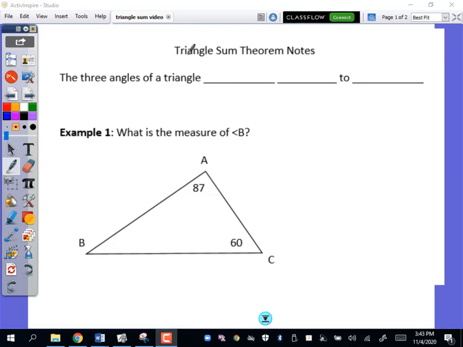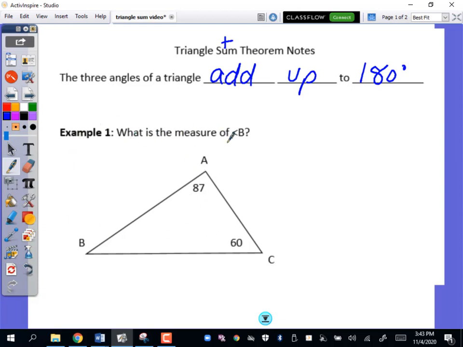Okay, so today we're doing the triangle sum theorem. We're talking about the angles in a triangle. What do they sum to? What do they add up to? It says the three angles of a triangle add up to 180 degrees. You guys probably know that from middle school, but just in case, we know that every kind of triangle, no matter what, always adds up to 180.